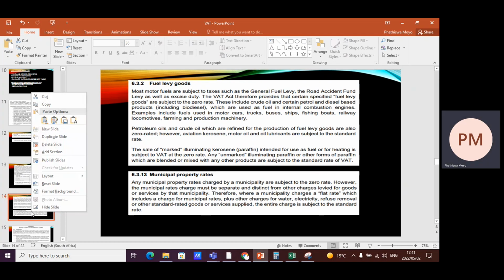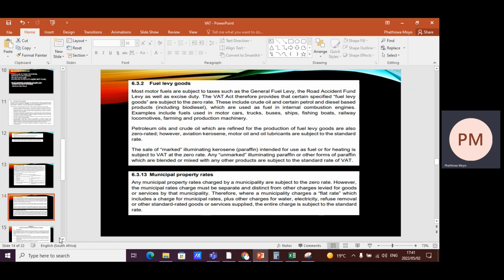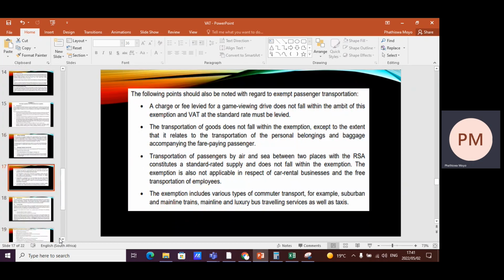Fuel is zero rated, you can't pay VAT on it. There's a fuel levy. Municipality rates, you can't pay VAT on it. That's already a form of tax. Even the fuel levy is a form of tax, so you can't pay another tax on it.